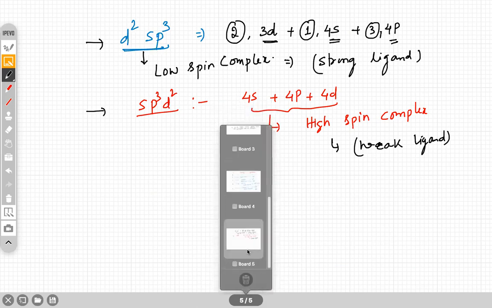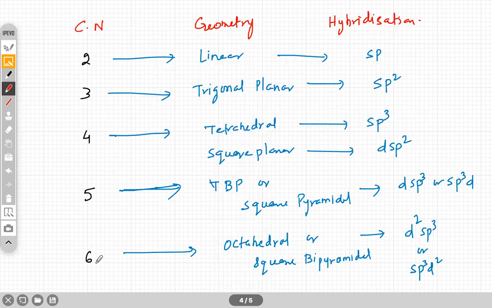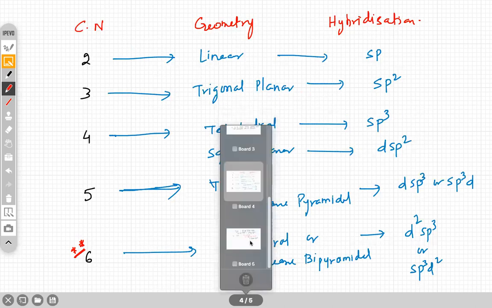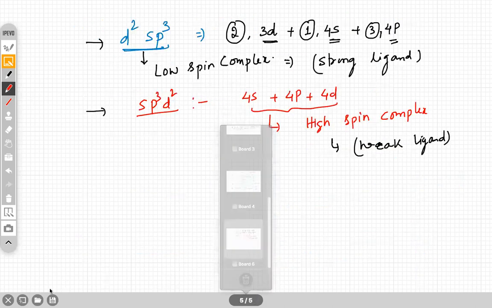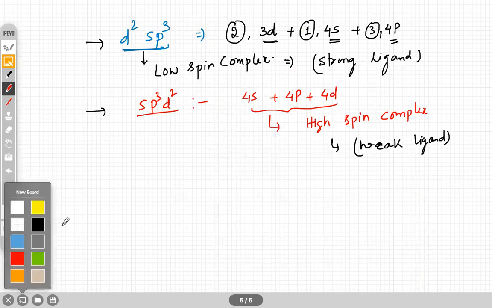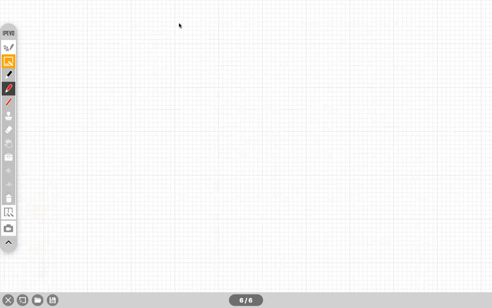One more very important thing is here. Out of all the discussion that we are doing, coordination number 6 is the most important one. Mostly they ask questions from this only, coordination number 6. But we'll discuss all the coordination numbers, like 4, 5 and 6. So first of all, we write down examples here.